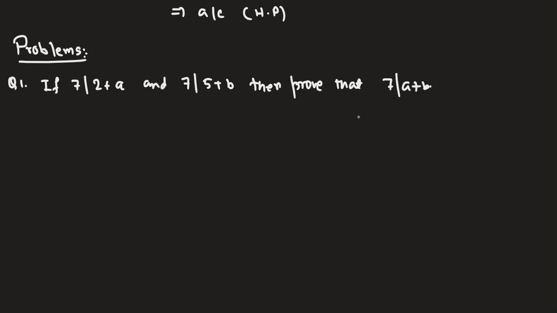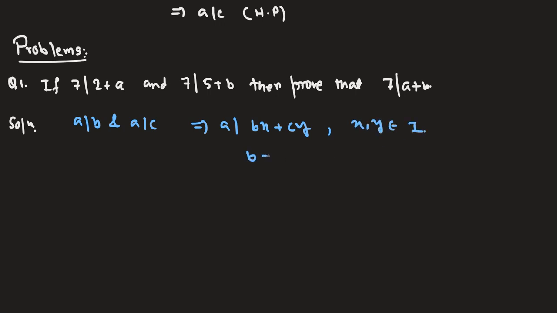Since here you notice that a and b are in the addition form, we use the property which says that if a divides b and a divides c, then a divides bx plus cy, where x and y belong to the integers. So in our case I am taking x is 1 and y is also 1, so I am getting a divides b plus c.